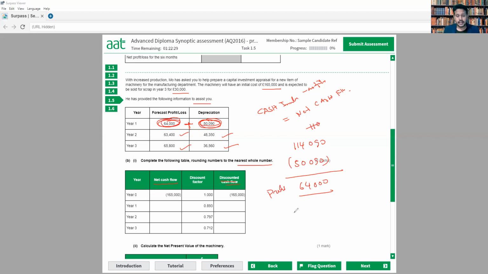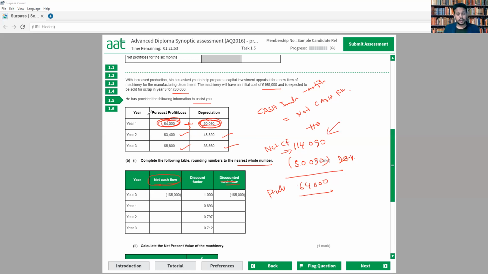Now the question is, if my profit was 64 and if my depreciation was 50,090, how much was my net cash flow? So the net cash flow was 114. And to complete the table, we need the net cash flow. We don't need the profit. We don't need the depreciation. We need the net cash flow. So to go back to the net cash flow, we have to add it. So you have to add 64 and 50,090 to go back to the net cash flow. So be very careful with that.